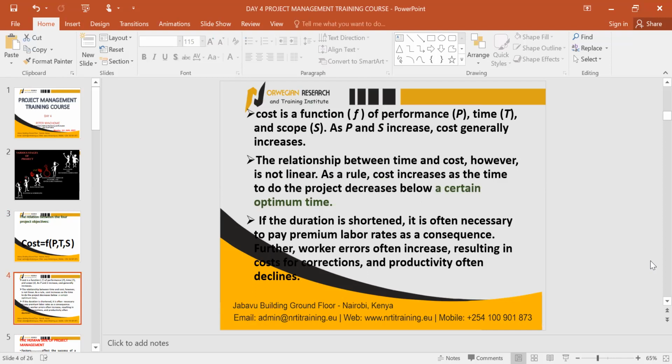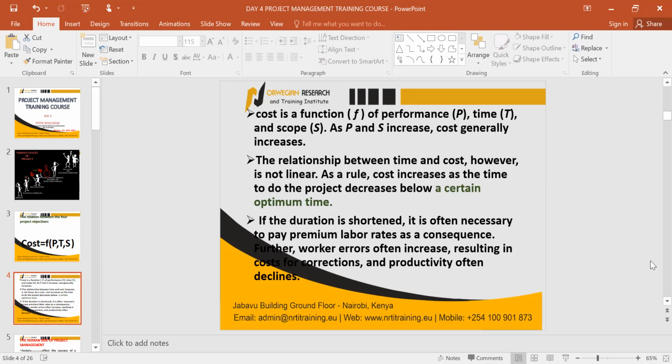The relation between time and cost, however, is not linear. A linear function is where we are talking about increasing or decreasing. When there is an inverse relationship, increasing one is supposed to make the other come down. But when there is a direct relationship, increasing one increases the other. Increasing time in the project, what will happen? You have to increase cost. Increasing the scope, you have to increase the budget.